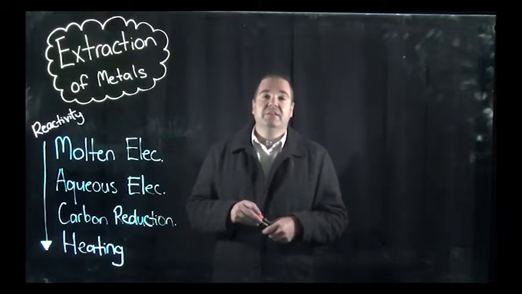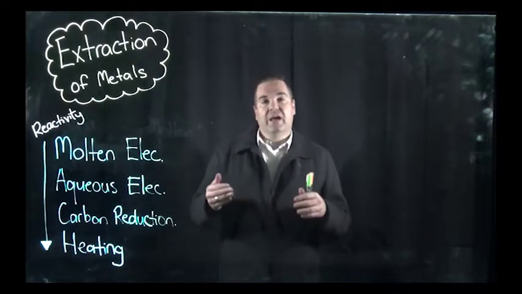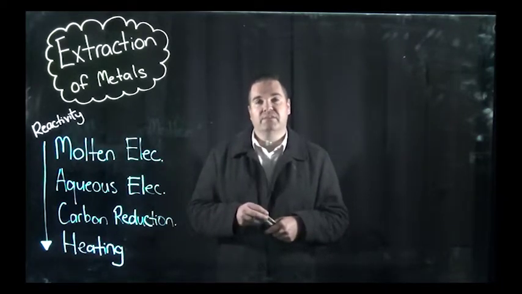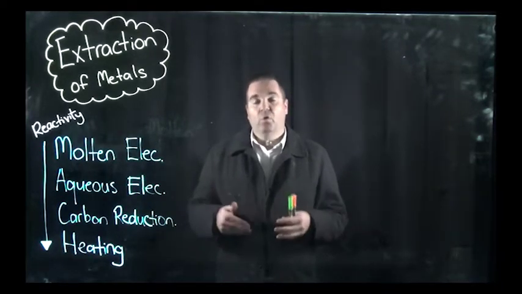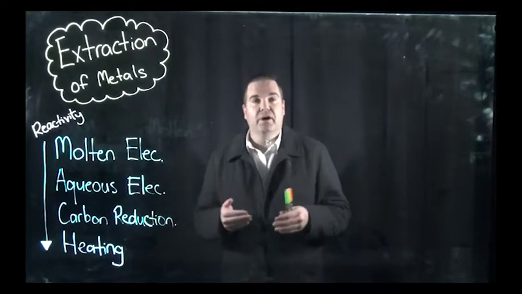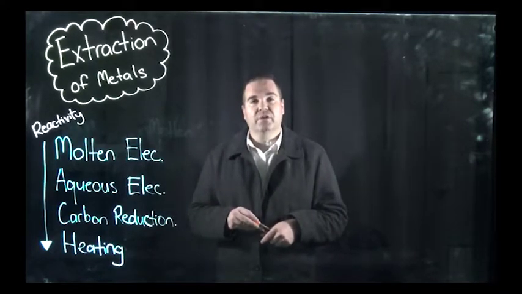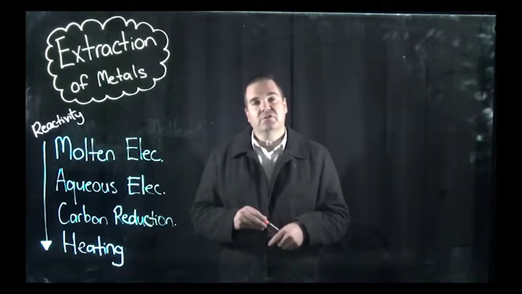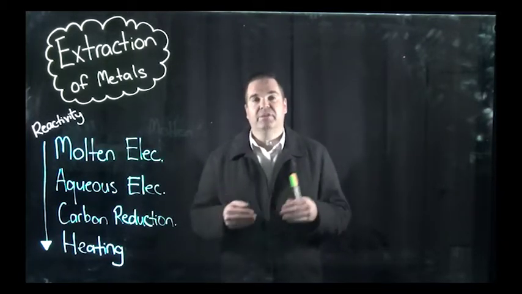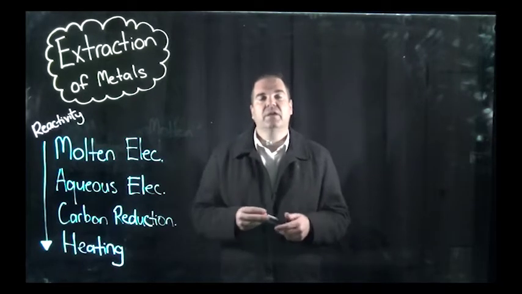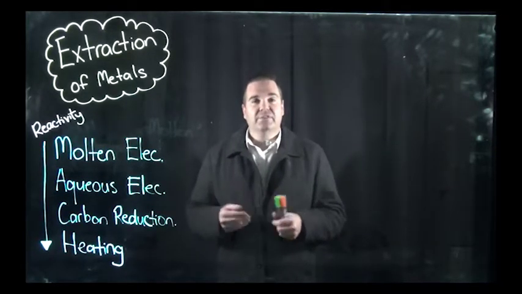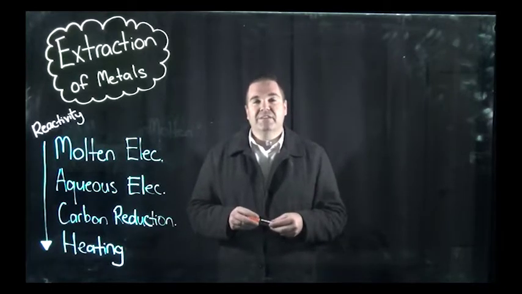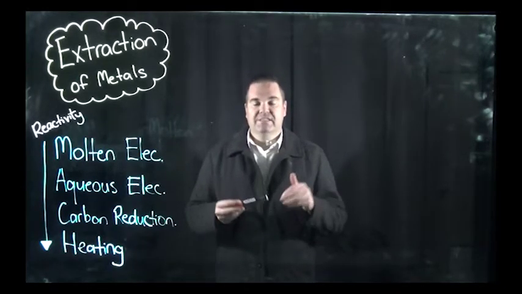Now, the first thing you need to understand is you need to be able to identify what method we would use to extract the metal from its ore. An ore is how the metal is combined within the surface of the earth. For example, aluminium is found combined with oxygen because it's quite a reactive metal, so it's aluminium oxide, which is bauxite. Iron is found as hematite, which is Fe2O3. Zinc is found as zinc blende, which is ZnS.